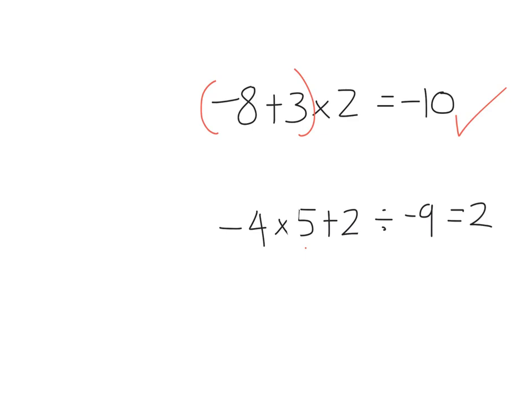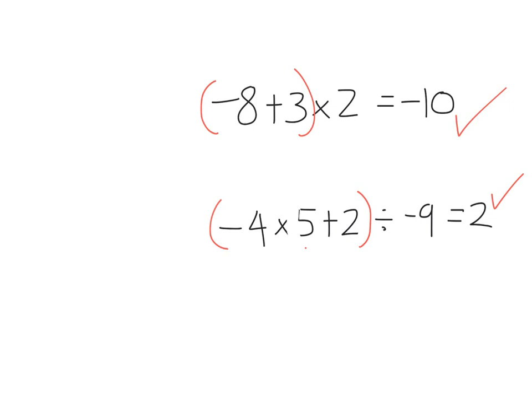Instead, I could put the brackets here. I could do everything first and then divide my answer. So minus 4 times 5 is negative 20, plus 2 is negative 18. Negative 18 divided by negative 9 is 2. Now this is a true statement. It wasn't a true statement before I put the brackets in, but the brackets enable me to change the order of operations. I do the whole thing and divide it, rather than doing multiplication, then division, then adding.